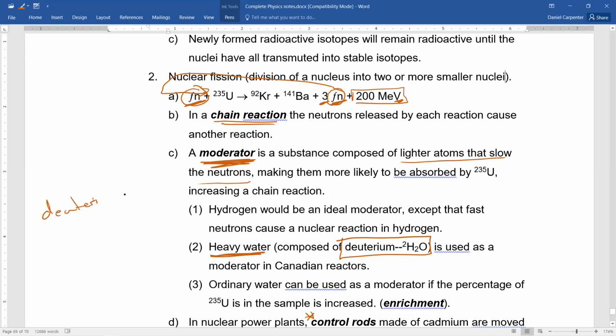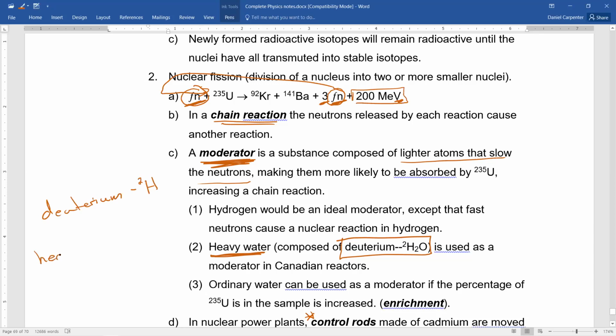Make sure you get this because people get it mixed up and they get things wrong. Deuterium is H with that 2 in front. Now that means that it is the isotope of hydrogen that has a nuclear mass of 2, 1 proton, 1 neutron. Most hydrogen is 1 proton, no neutrons.